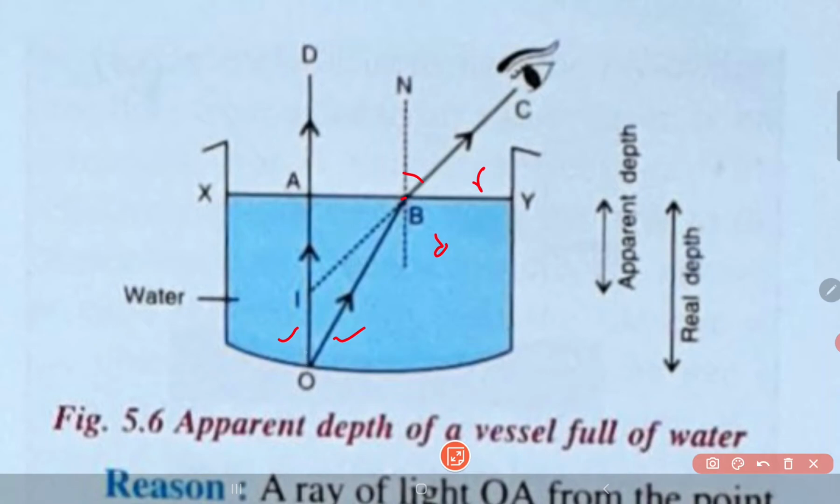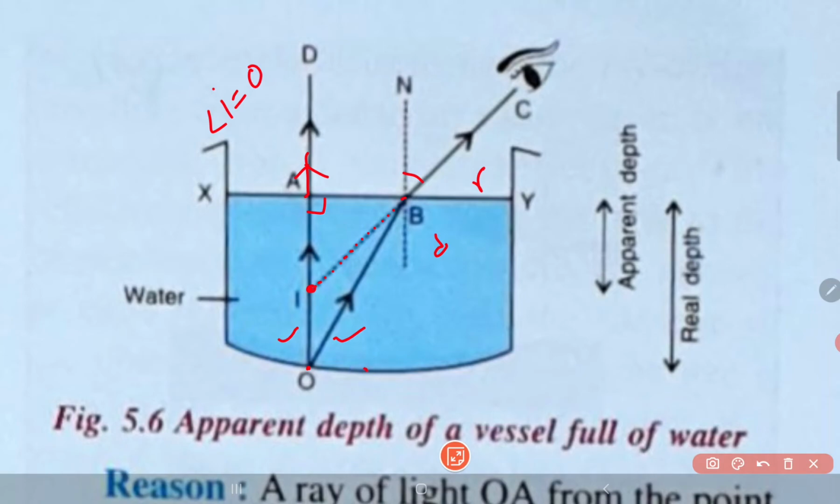And as you all know, when a ray strikes the surface of separation such that the angle of incidence is 0 degree, or it makes 90 degrees with the surface of separation, then there is no refraction of light and the ray will go straight out. So when I produce this particular ray backwards, it will join at this point.